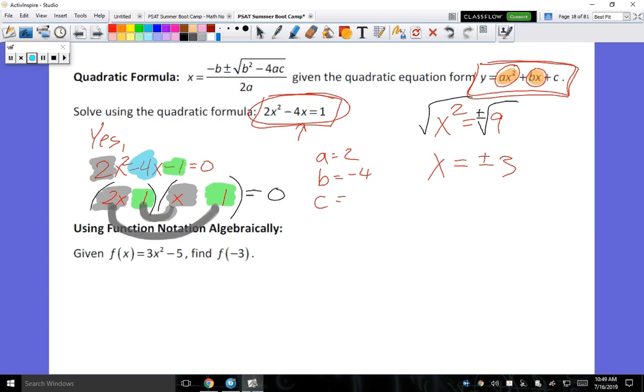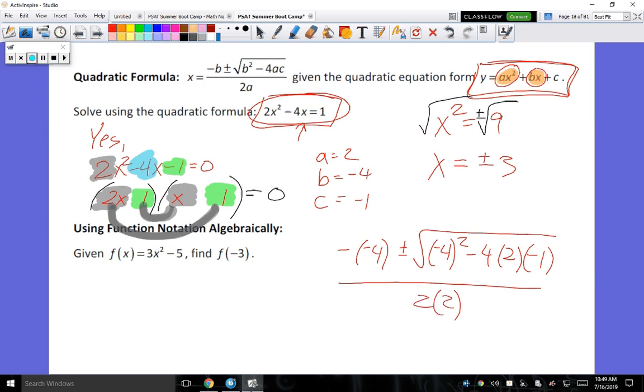Negative 1. Because you have to have it set equal to 0 before you see what A, B, and C are. So you have negative B plus or minus the square root b squared minus 4ac, notice the parentheses, all over 2a. Negative 4, positive 2, negative 1 gives us a positive 8. So all of this becomes positive 8. Negative 4 squared is a positive 16, plus 8 is a 24. And you have this right here that became a positive because of this double negative. And last, it's over 4.